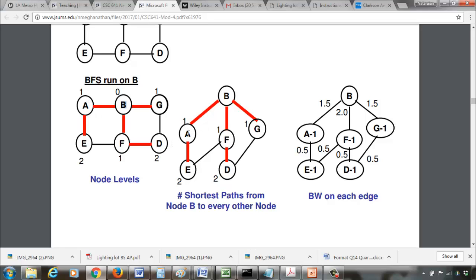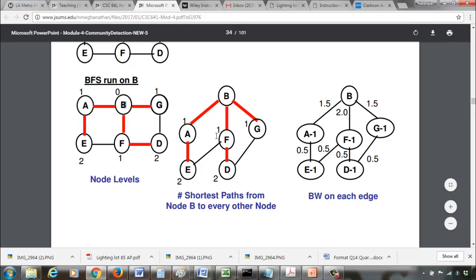There's one shortest path from B to A and one shortest path from B to F, so it is 1 plus 1, 2 shortest paths from B to E. Similarly, D is at level 2. It has two predecessors, F and G, at level 1. So F has one shortest path from B, G has one shortest path from B, so 1 plus 1, 2 shortest paths from B to D.